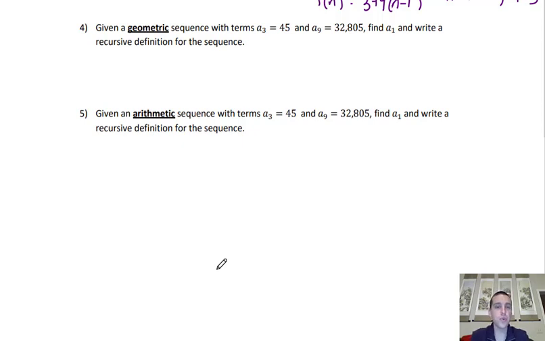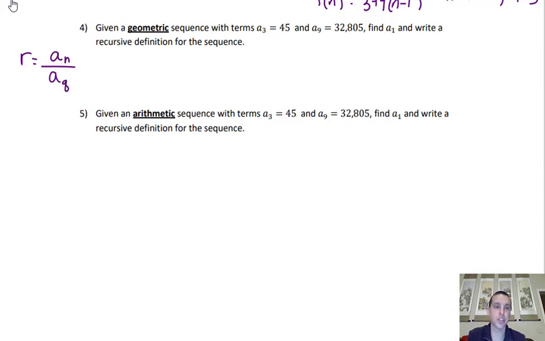So moving on to the last 2 questions, most important questions I would say of this video. Let's look at number 4. Given a geometric sequence with terms a, the third term being 45 and the 9th term being 32,805, find the first term and then write a recursive definition for the sequence. Here's the most important thing that you need to know. To find r, you are going to take your whatever term, a sub n, divide it by a sub, we'll use another variable, q.